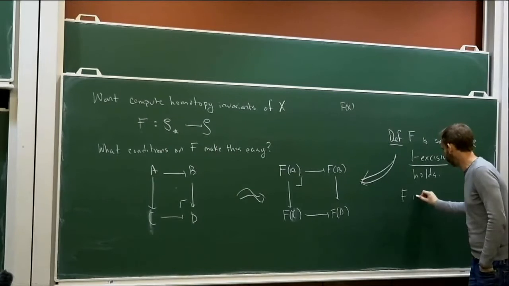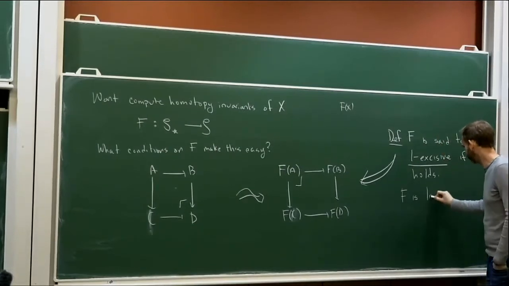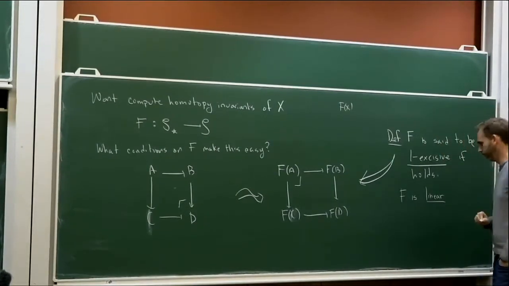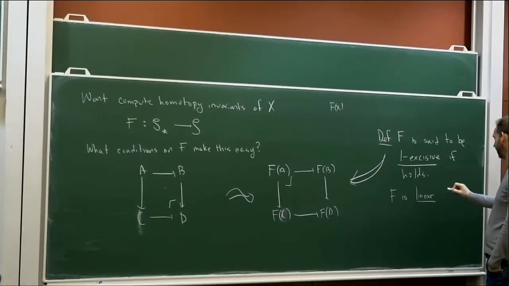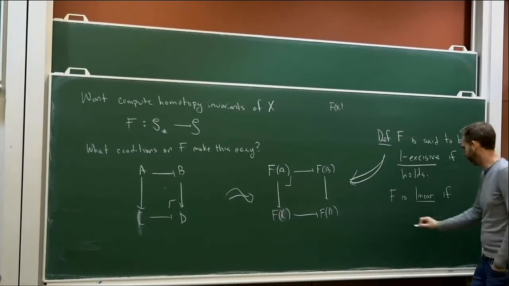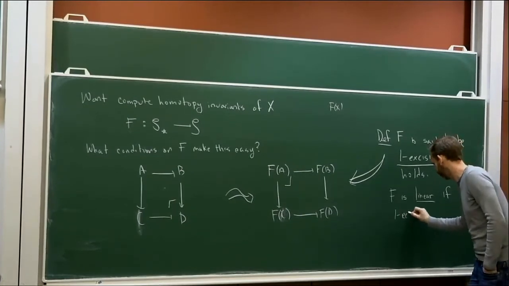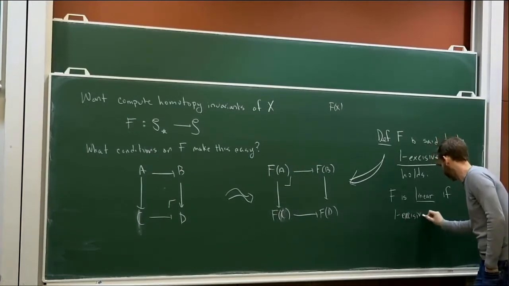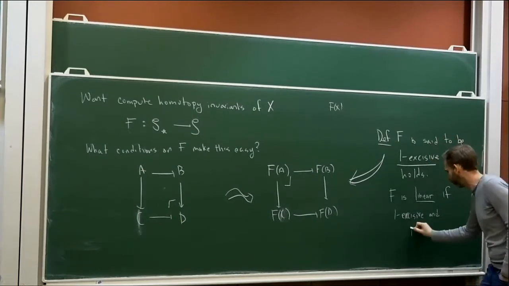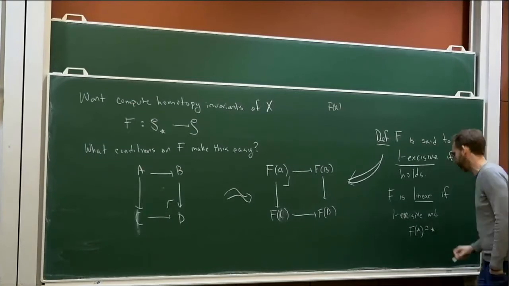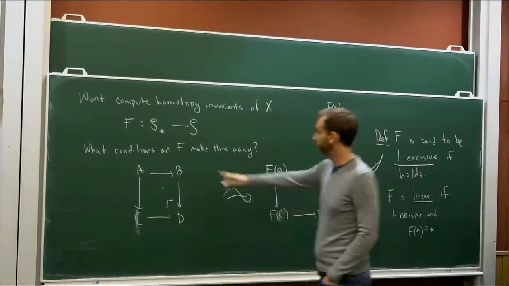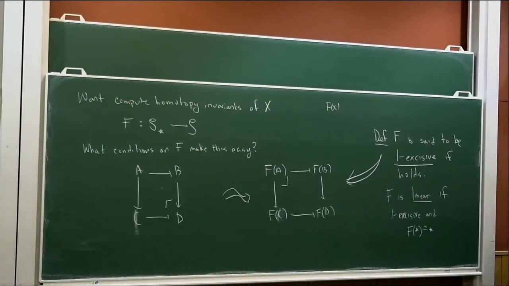And let me say that F is linear, and the terminology is always a debate in the subject, if it's 1-excessive and it preserves the terminal object. So when I apply F to the contractible type, I get a contractible type. Okay.